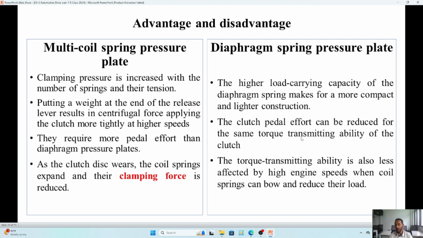This one, because when the driver depresses, the shape of the diaphragm will become straight. At that time, the force will be reduced. And the torque transmitting ability is also less affected by high engine speed, unlike the coil spring. If you remember, the coil spring at high speed will transfer higher RPM, high torque. At lower RPM, the transmission will be low due to the applied load at the end of the coil spring, the weight added.